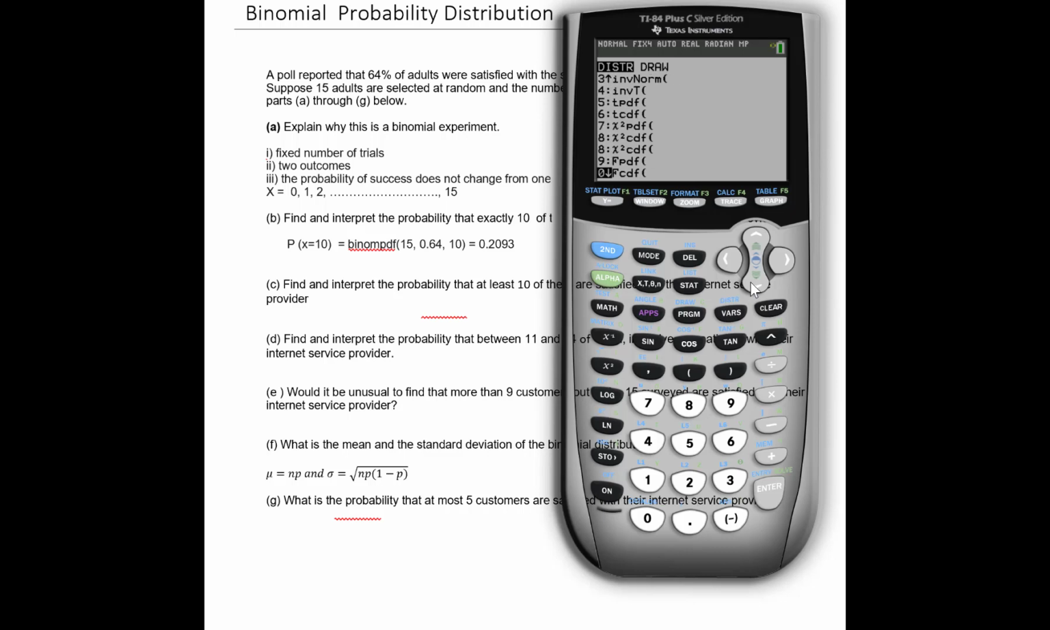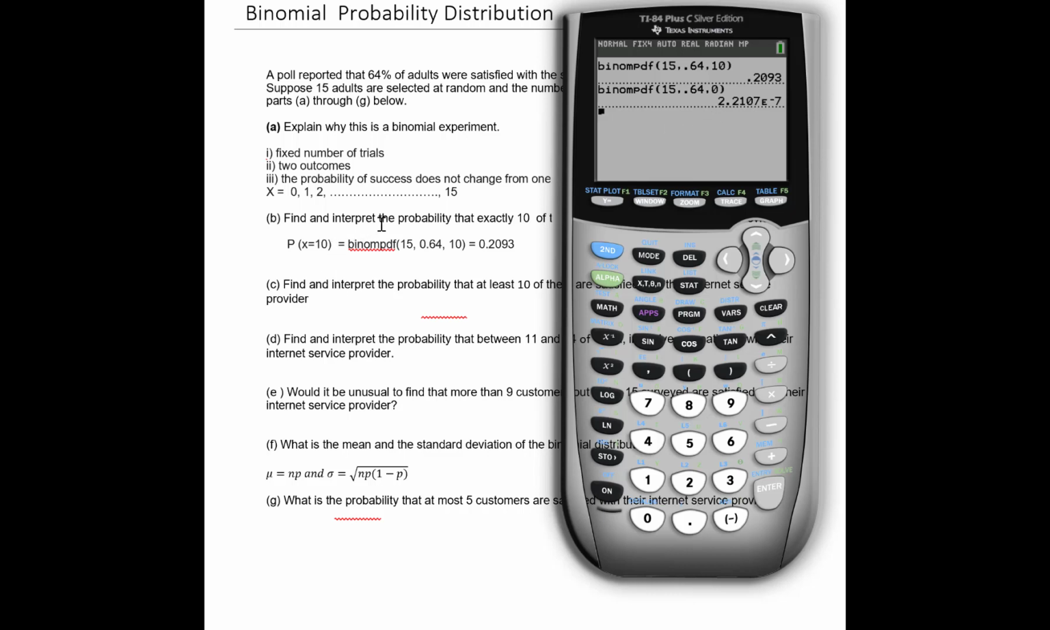Again, I'm going to scroll down to A, and none of them means x equals 0, guys. You just put x equals 0, and then here you go. E minus 7 means you have to move the decimal point 7 digits to the left, so it's going to be 0.00000002, which is a very low probability. So it seems like it's not going to happen that you ask 15 customers and all of them say that they're not satisfied with the internet service provider. It's not going to happen.